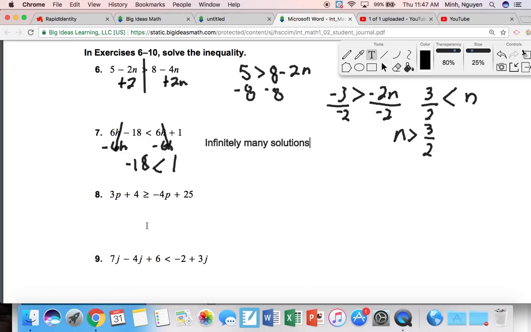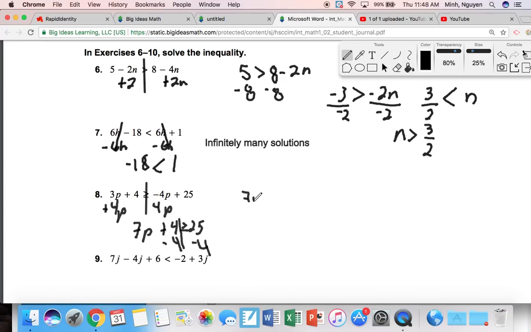Earlier I brought the n over to the right. This time I'll bring the p over to the left, just to switch it up and show you guys some variety of technique. So 3p plus 4p is 7p, plus 4 is greater than or equal to 25. What am I going to get rid of first, the 7 or the 4? Going in inverse order of operations, addition and subtraction comes last, so I'm just going to attack that first.